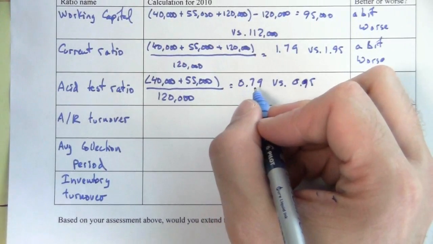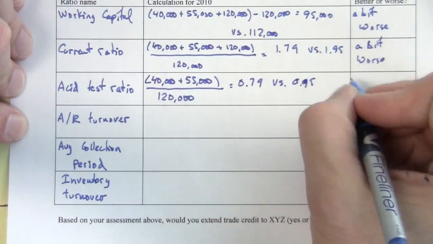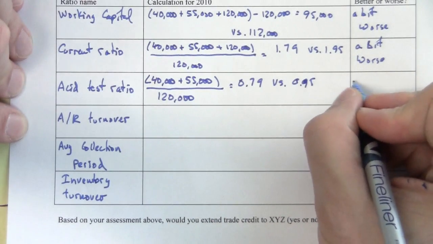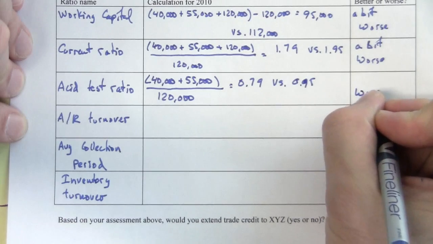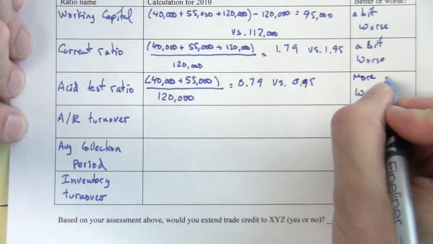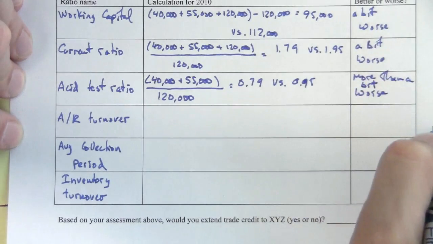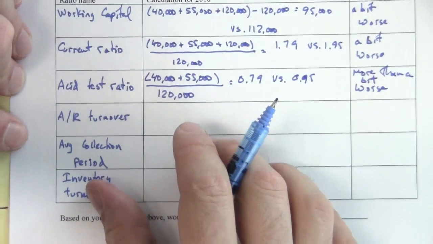And now this is starting to get troubling. This is 16/100ths worse, and that's more than a bit worse. So I'm going to put worse. We'll call it more than a bit. It's not terrible, but it's a pretty significant decline.